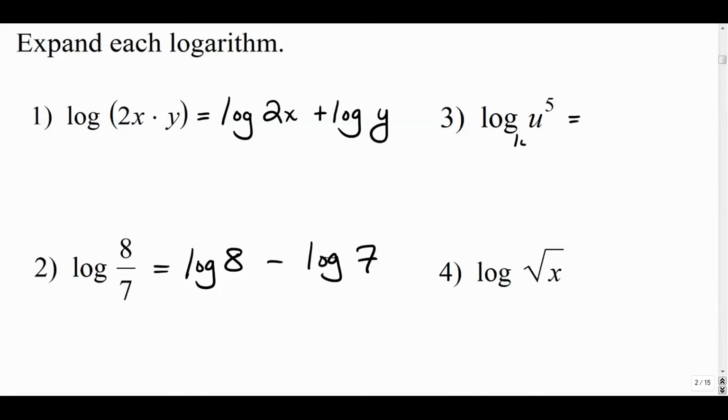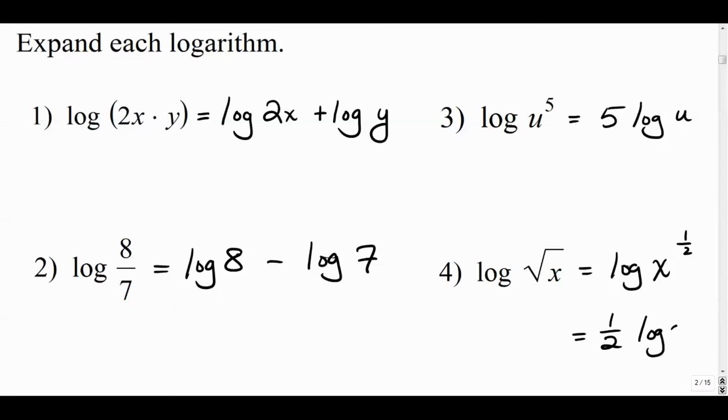This one has another base of 10. I don't need to write that though. All I need to do is get this exponent down in front. So I write 5 log of u. This one is the square root of x, so I'm going to rewrite that first as x to the 1/2, as I know the square root of x is equal to x to the 1/2. And then I'll use my power property, 1/2 log of x. Simple as that. So just basic simplification.